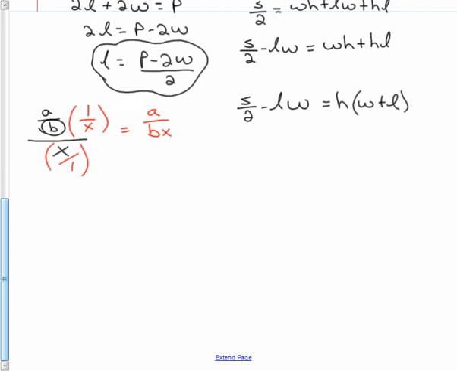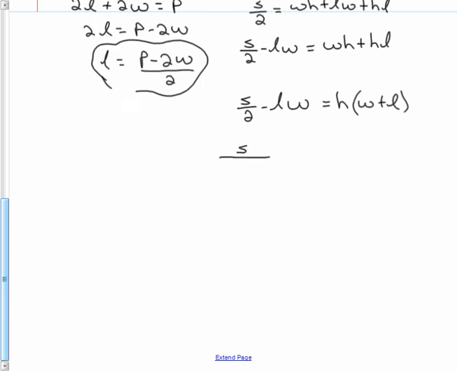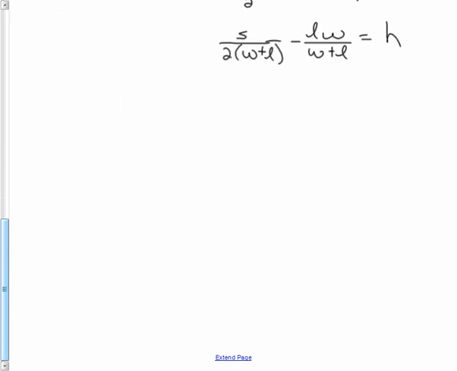Simply in the denominator is where it ended up. So I'm going to use that understanding so that when I take S over 2 and divide it by W plus L, it just ends up in the denominator, just like that. Minus LW divided by W plus L equals my H. Now I'm going to put these together so that I don't have two separate fractions here. What's the common denominator of these two?